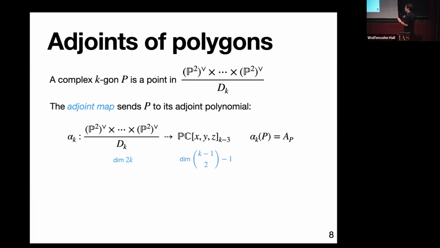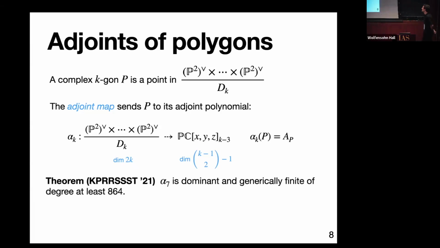So if we want to study when this map could be generically finite, we can start by comparing the dimensions of domain and codomain, right? The only scenario in which this could be generically finite is when these dimensions agree. The dimension of the thing on the left is 2k. And the dimension of the thing on the right is this binomial coefficient. It turns out that these two things are equal if and only if k is 7. Okay, so the heptagon is special in this story.